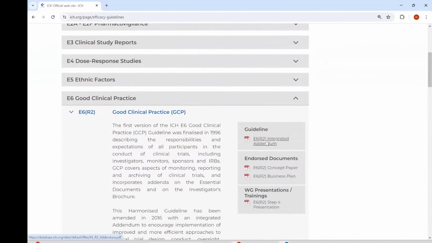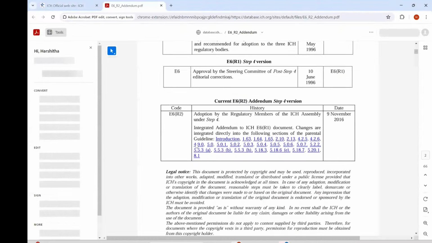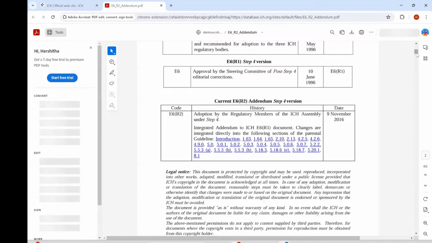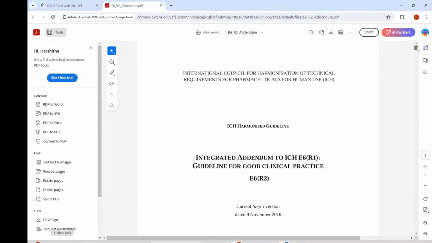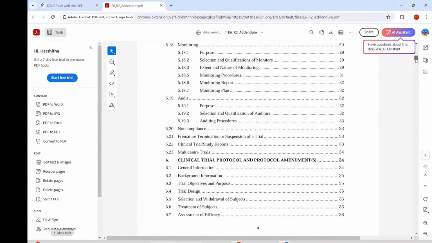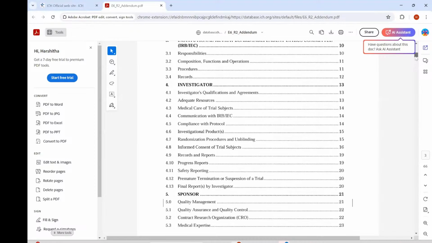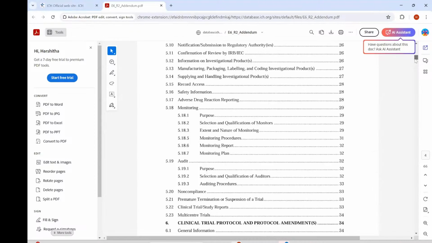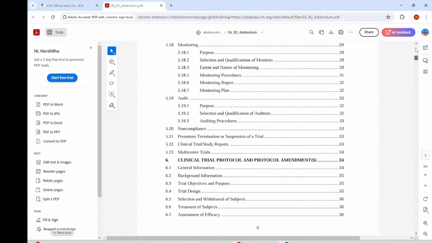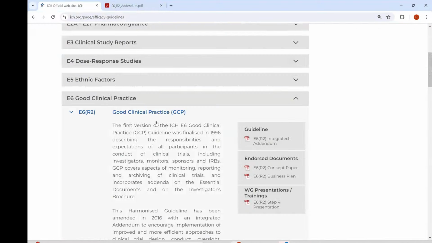Once you click on this E6 R2 addendum, it will take you to the International Council for Harmonization, Good Clinical Practice. This is the document for good clinical practice, where you have everything about your clinical trials, the principles, responsibilities of IRB, IEC, investigator, and also different aspects in the clinical trial.